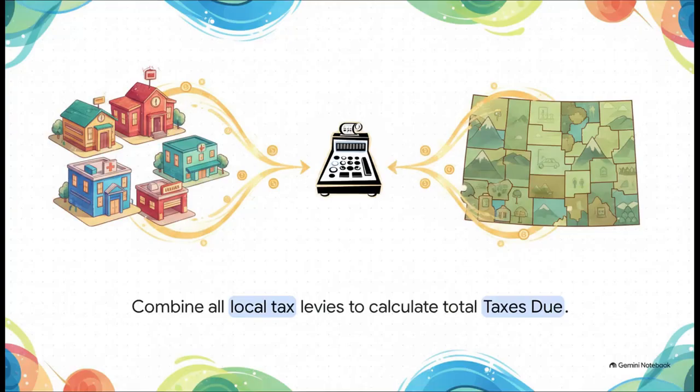Finally, when you look at your property tax statement disclosure, it's going to show all of these local tax levies added together. The local government taxes plus the school district taxes combine to equal the total taxes due. And remember this, because it's a huge point. All of the revenue generated by these property taxes stays right there within your county to fund local services. None of it goes to fund state-level services.